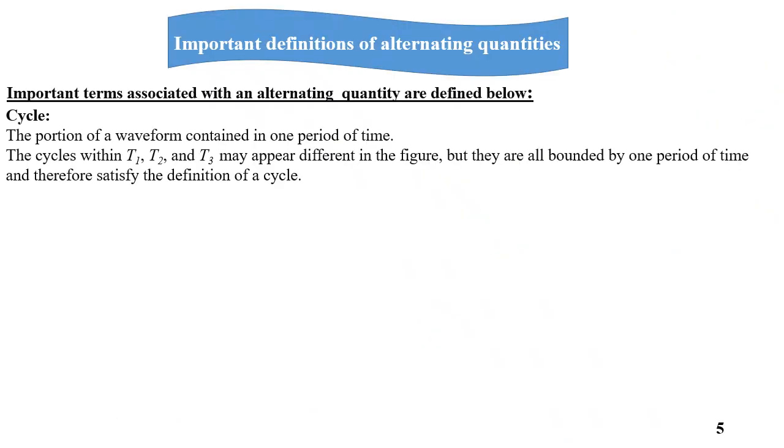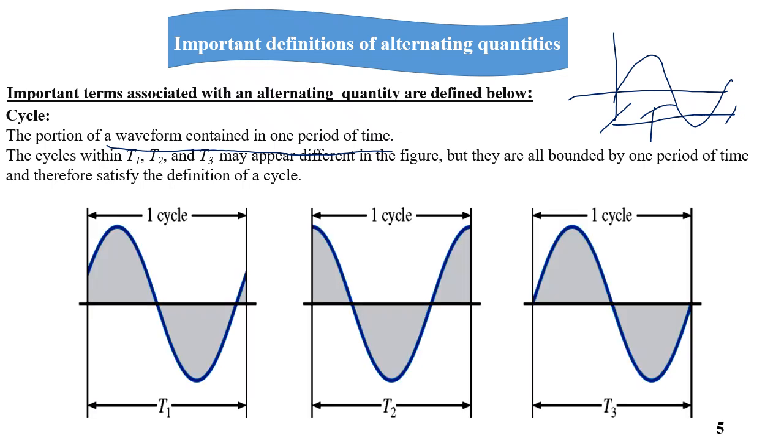A cycle is a portion of the waveform contained in one periodic time. This is a complete cycle, the wave completed in one period of time. We have T1, T2, and T3. All are cycles with different beginnings. All are bounded by one period of time, therefore they satisfy the definition of a cycle. T1 is a periodic time, T2 is a periodic time, and T3 also is a periodic time.